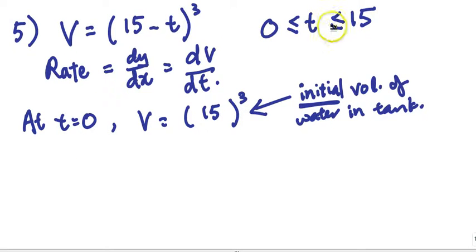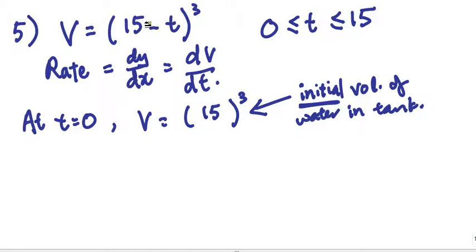Now, why is this function only valid for t from 0 to 15? Because when t hits 15, what do you realize? Then v is actually equal to 0. And what does this imply? Since v represents the amount of water in the tank, at t equals 15, all the water in the tank would actually have flowed out. So this is to help you understand the function.